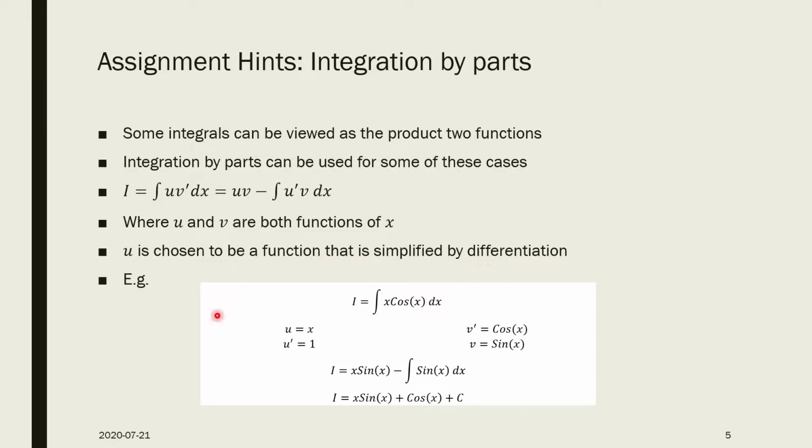So let's demonstrate this by an example. As you can see here, the integration is composed of x multiplied with cosine of x. If I choose u equal to x and v prime equal to cosine x, you'll notice that u prime becomes 1, which means that it's becoming a simpler function by differentiation. That's why I chose u to be x and not cosine x. So we express the integral using the integration by parts rule into these two steps, and then you can find the final result as the following.